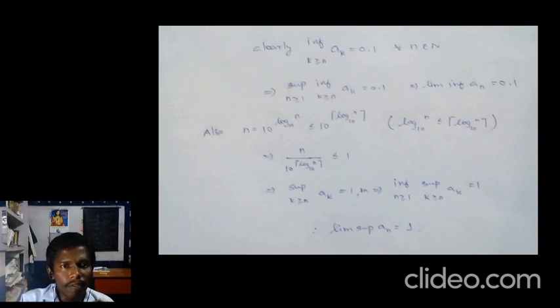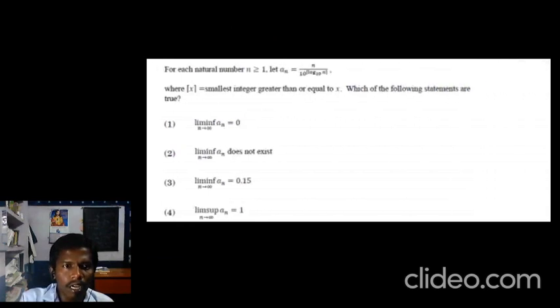So, if the infimum of ak, where k is greater than or equal to n, equals 0.1 for all n, then definitely the supremum is the same value. Supremum of infimum ak equals 0.1. That means limit infimum an equals 0.1. Now look at the answers.